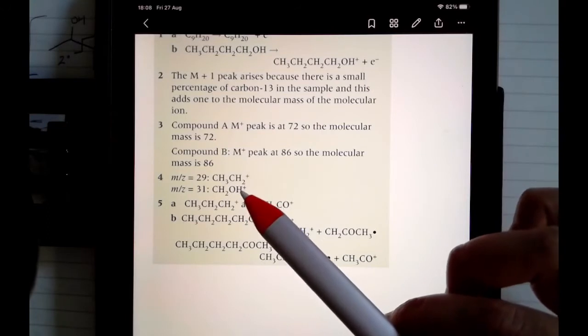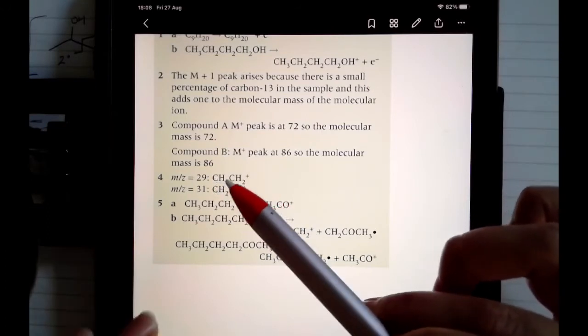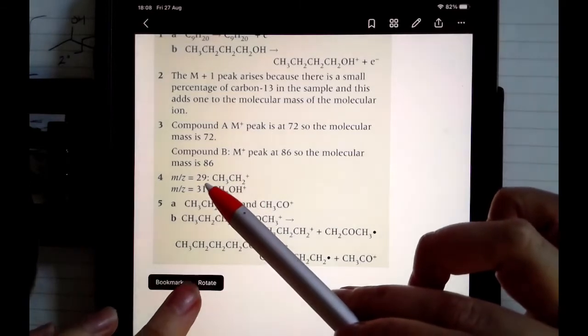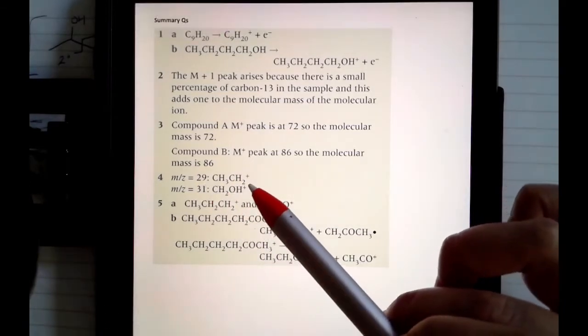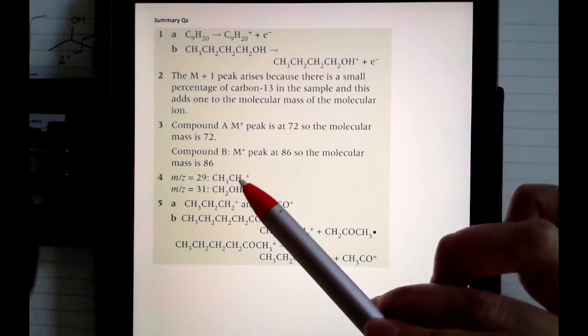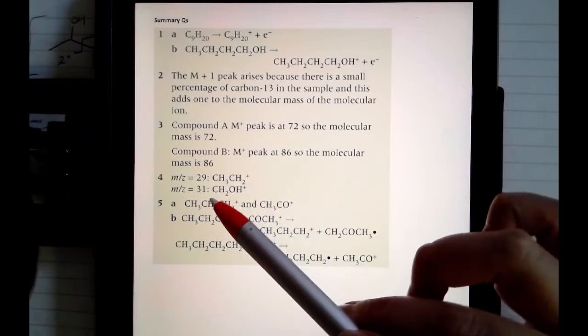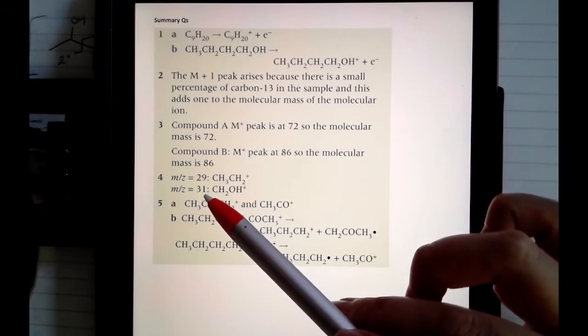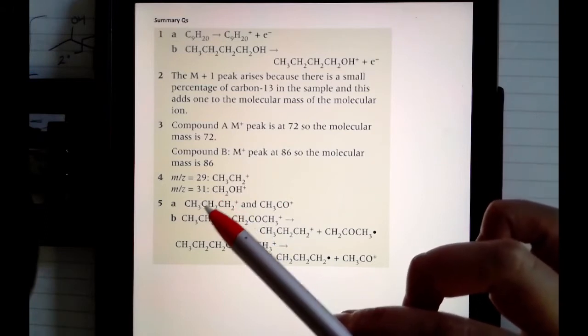In question 4, again you're asked about butanol. They want you to identify the fragment that produces a peak at 29. 29 is a number we've seen before. It's typically C2H5, and in this case that's exactly what it is, C2H5. You're then asked about the fragment with a mass of 31. This one you probably need to work out.